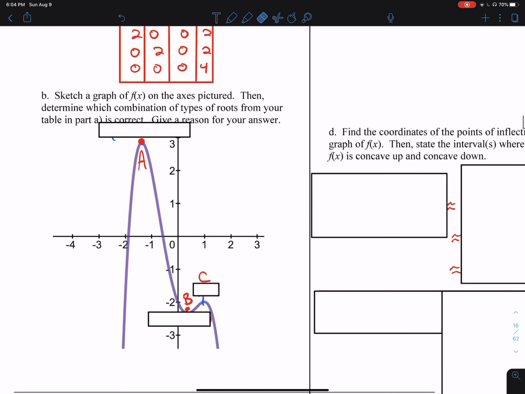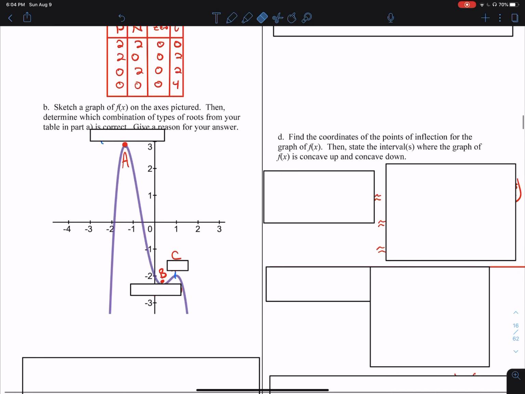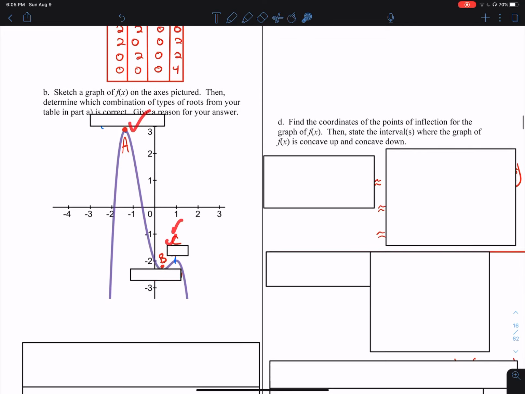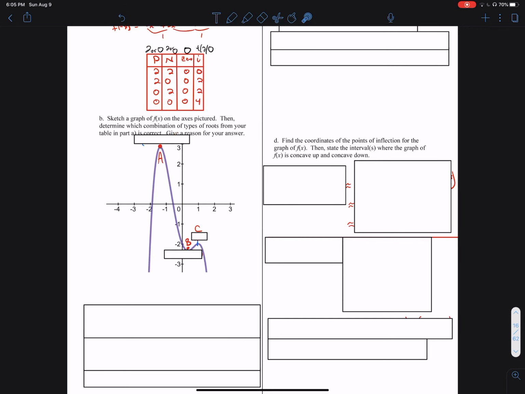Sketch a graph of f of x on the axis pictured, then determine which combination of types of roots from your answer in part A is correct. Give a reason for your answer. Well, this graph, I just graphed in my calculator and copied it here. Yours does not have to be as precise to scale, but do the best you can. We'll come back later to what A, B, and C are. So based upon this graph, it looks like we have 2 negatives, which means we're going to have 2 imaginary, because there are no positive ones.